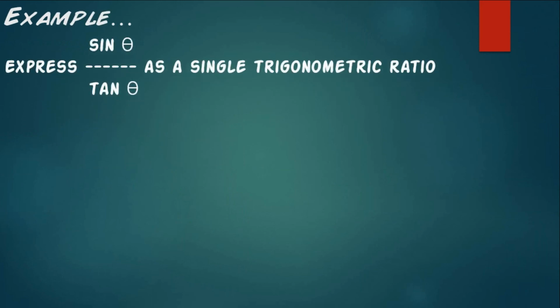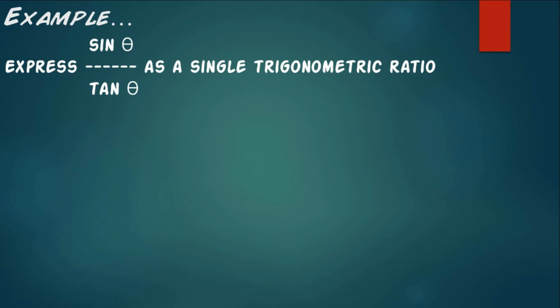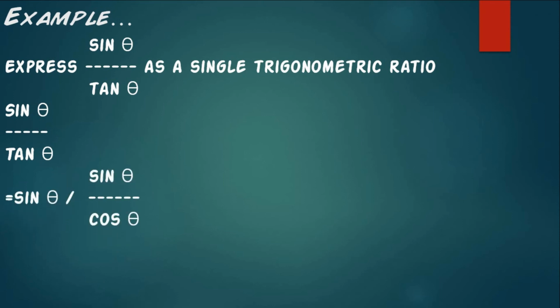Now examples of the identities. Express sine theta over tan theta as a single trigonometric ratio. So sine theta over tan theta is sine theta divided by tan theta. Since you know that tan is sine over cos, I change the tan. So it's still sine theta divided by sine theta over cos theta.